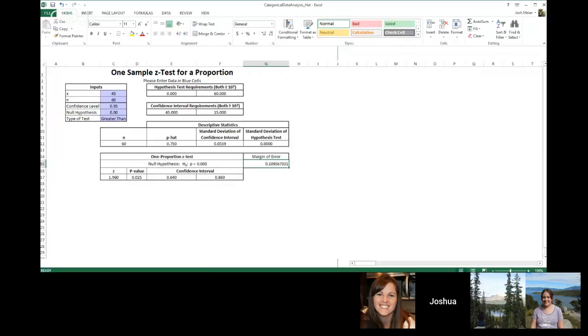What did that do? So the lower bound is the P, because that's the lower bound. So we have the P minus Z score, square root of P hat, 1 minus P hat, divided by N. And then our upper bound is P plus Z, square root P hat, 1 minus P hat, divided by N.